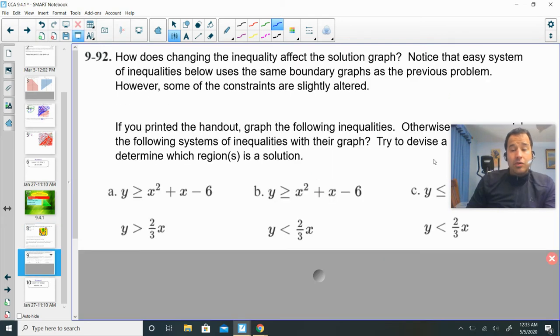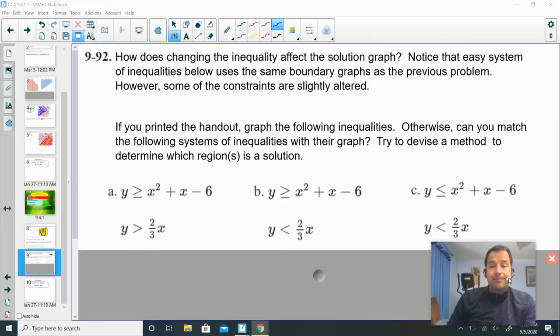For now, let's read it. How does changing the inequality affect the solution of the graph? Notice that the inequalities below use the same boundary graphs as a previous problem. So when you look at these A, B, and C, they're all the exact same values and variables, the exact same things except for the inequalities.